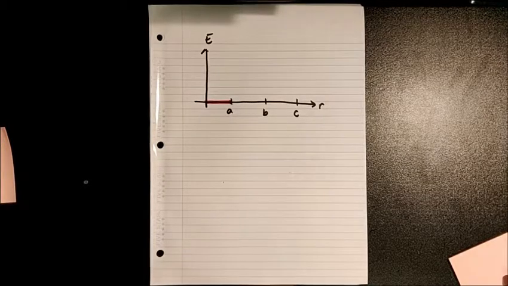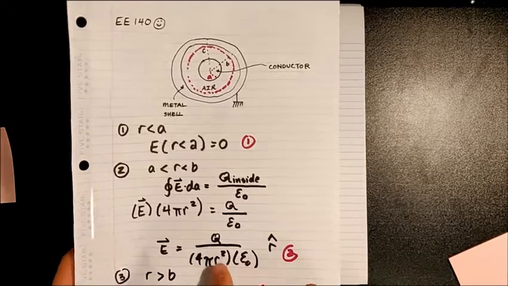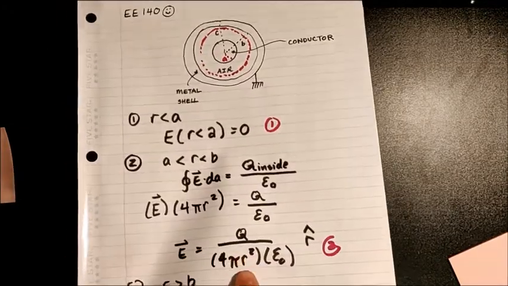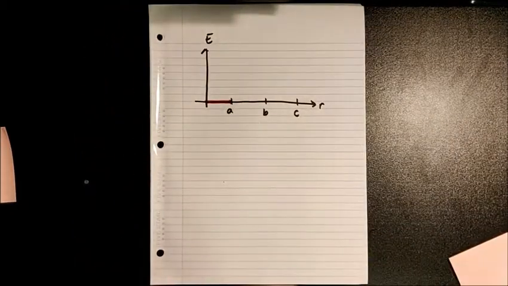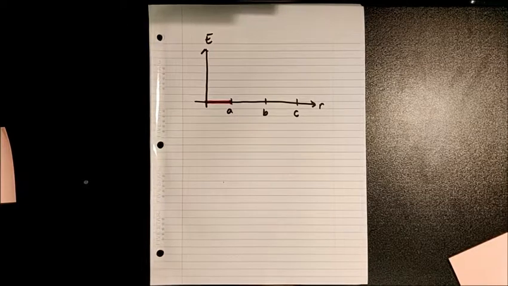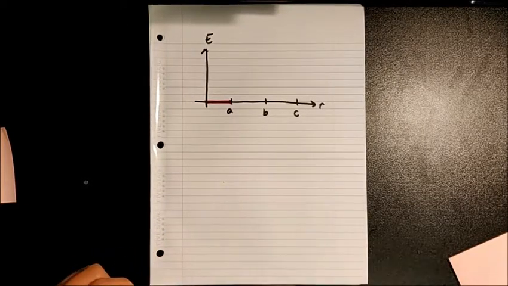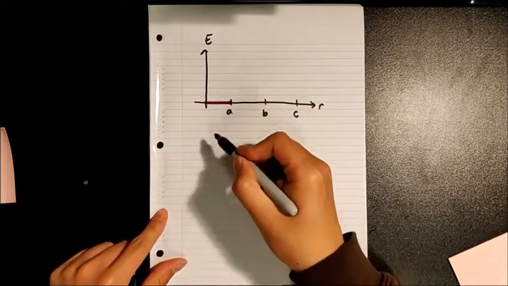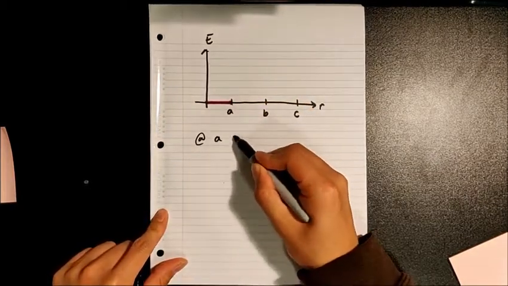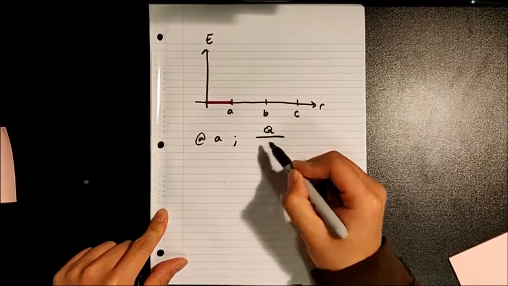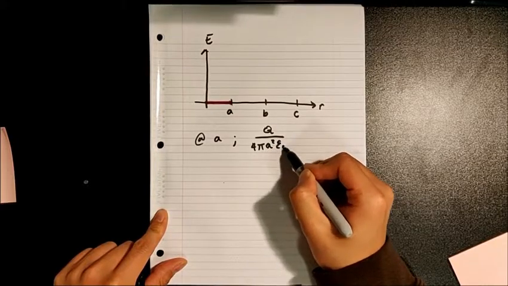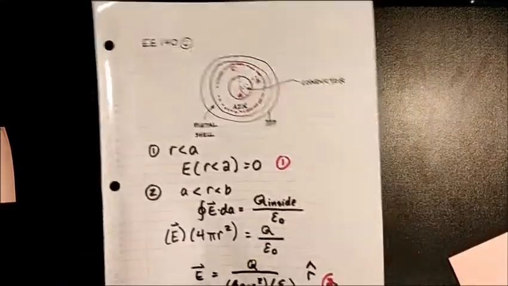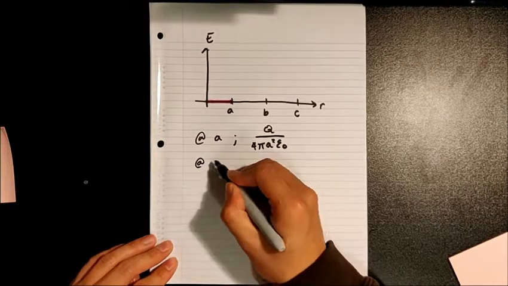But from A to B, we have some sort of electric field, which will just be Q over 4 pi R squared epsilon naught. So we simply just have to plug in A into our equation, and at A, the electric field will simply be Q over 4 pi A squared epsilon naught. I simply plugged it into this equation. And at B, we can do the same.